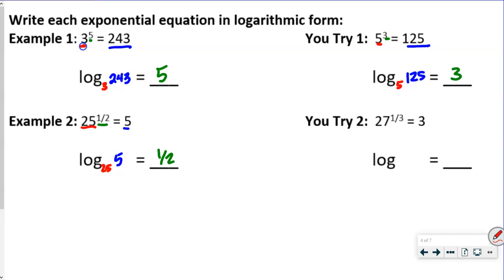Here we go. Again, 27 is our base, right? Then we're going to take our exponent 1/3. And 27 to the 1/3 power is actually 3. So then we're going to take this 3 and put it right here, okay?